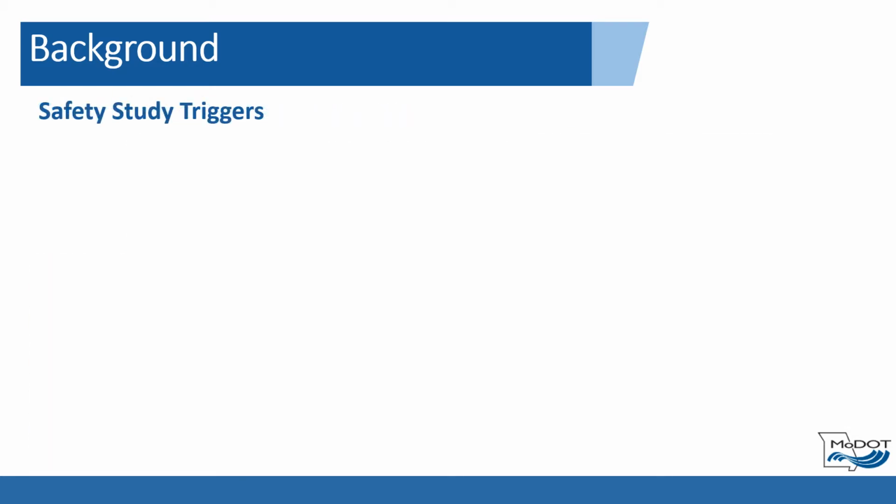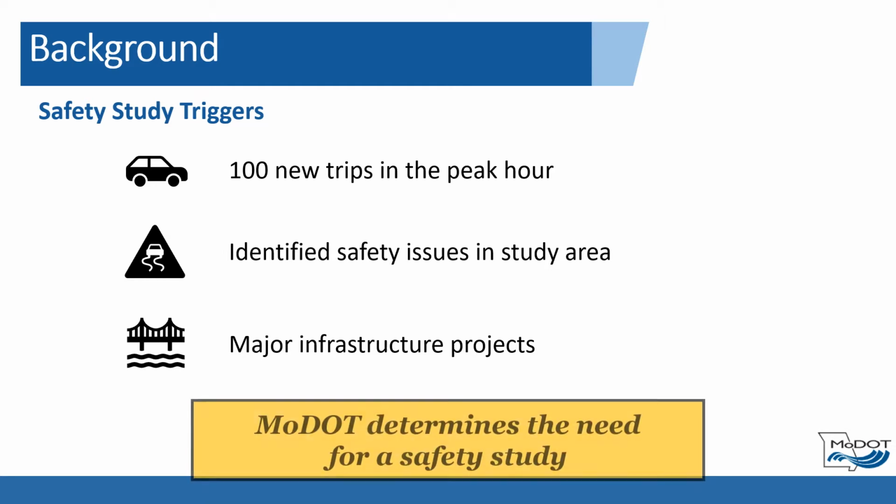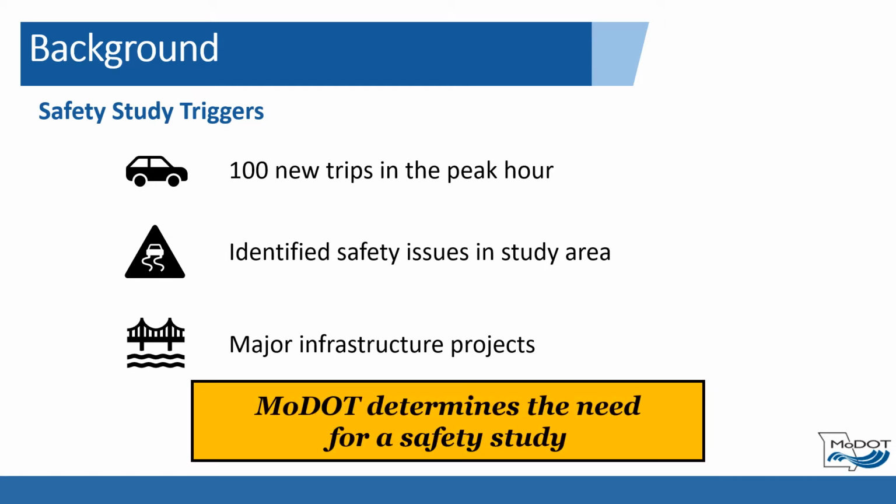TIAs typically have a threshold to trigger a safety study. This threshold includes 100 new trips to be generated in the peak hour, an identified safety issue in the study area, or any major infrastructure project. Please note that these are rules of thumb. If a safety study is in question, MoDOT will determine the need for the safety study. Also, MoDOT's traffic safety lists can be used to aid in identifying high-risk safety locations.